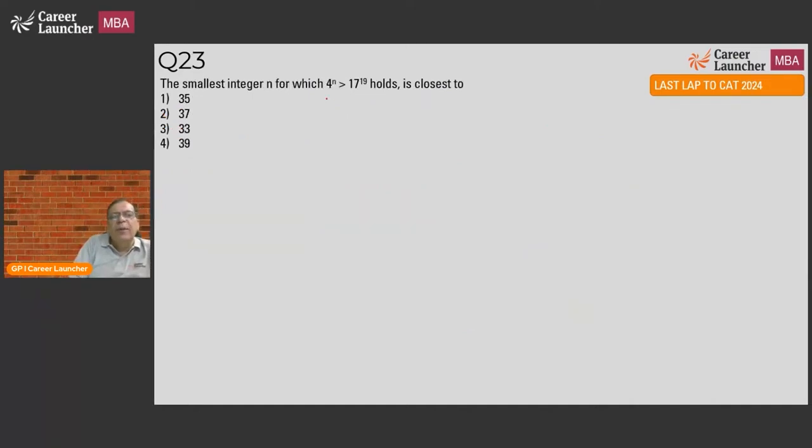Smallest integer n for which is closest to. Now this is typically a jugaad question where you do hit and trial, using the choices. Now if I look at this, 4 to power n, I have 17 to power 19. If I have 17 to power 19, I will want this to come as close to 17 as possible. So can I write it as 16 to power n by 2?